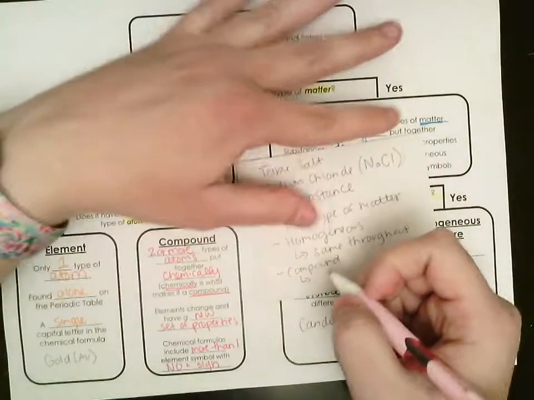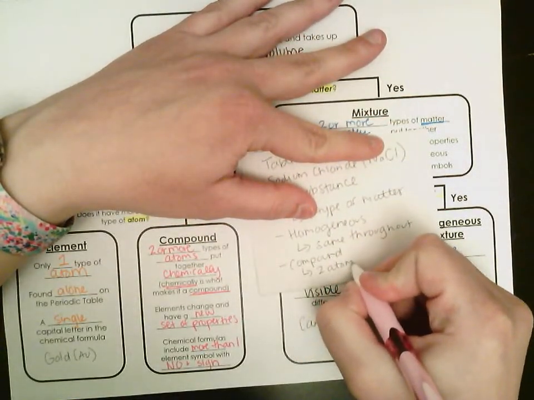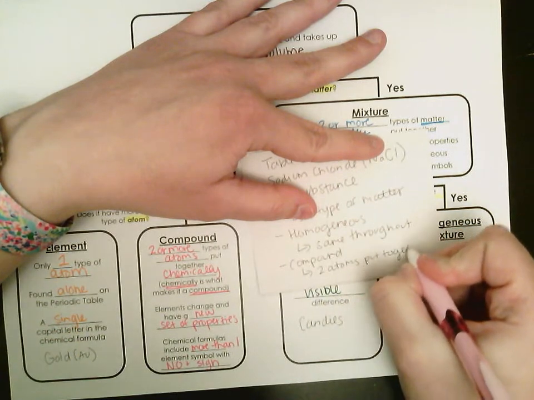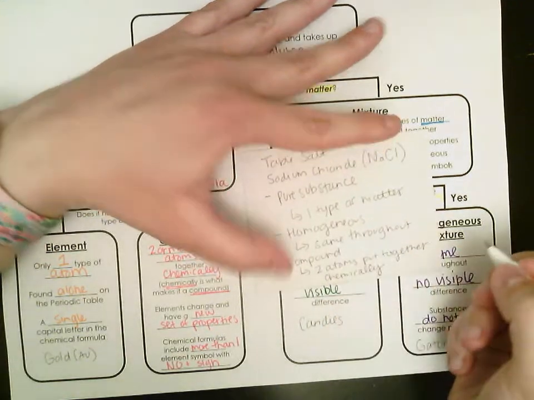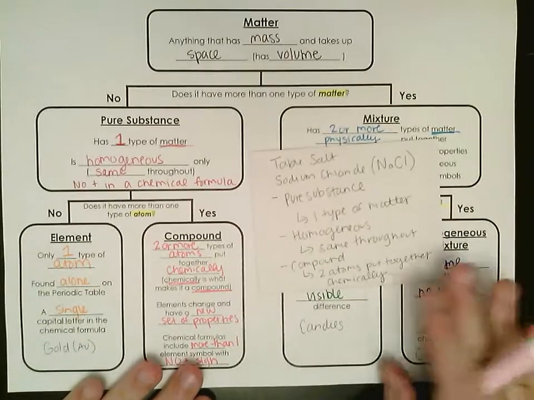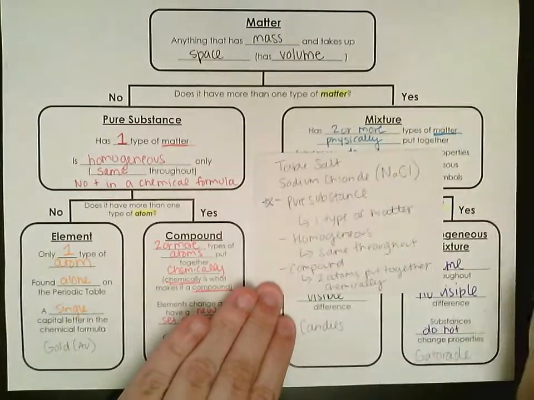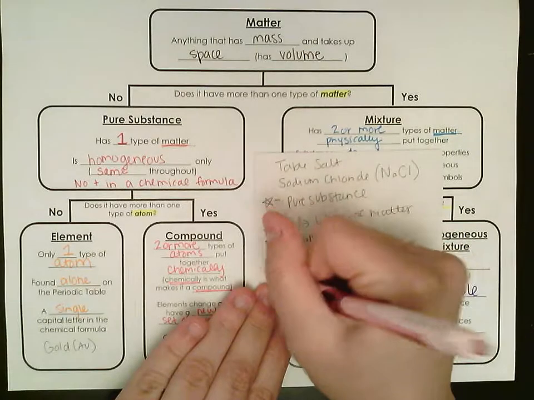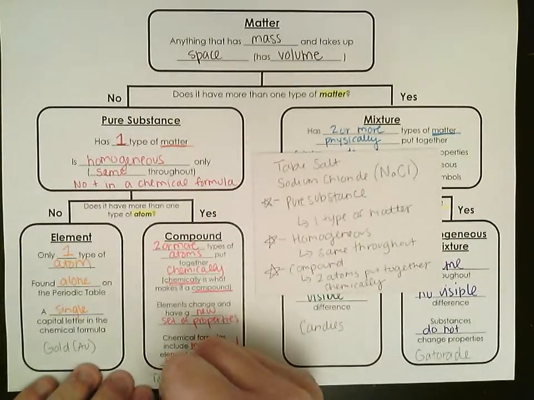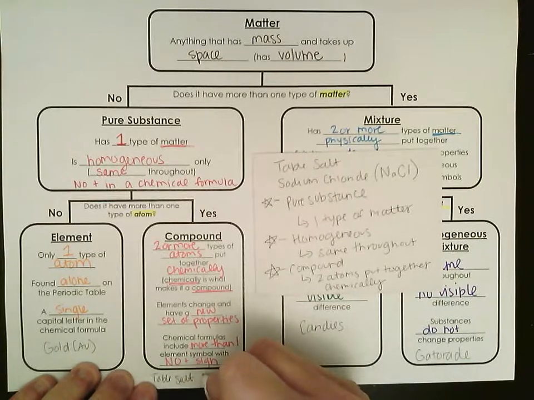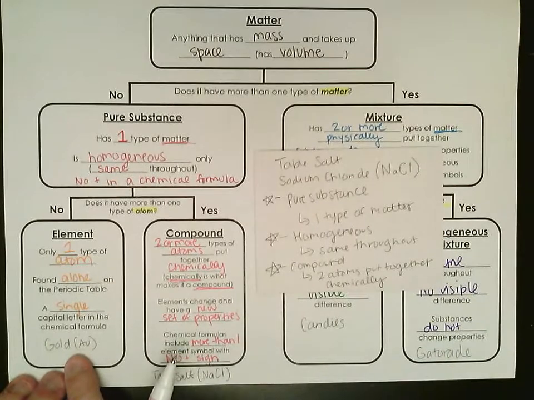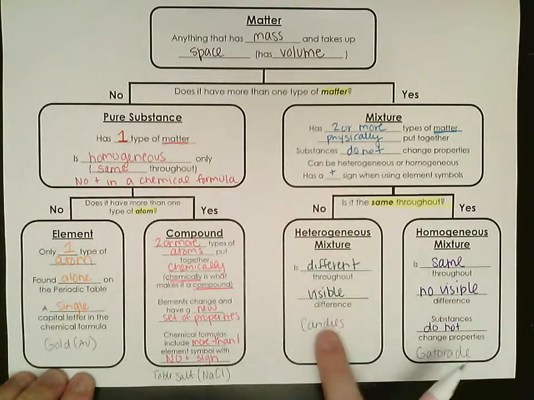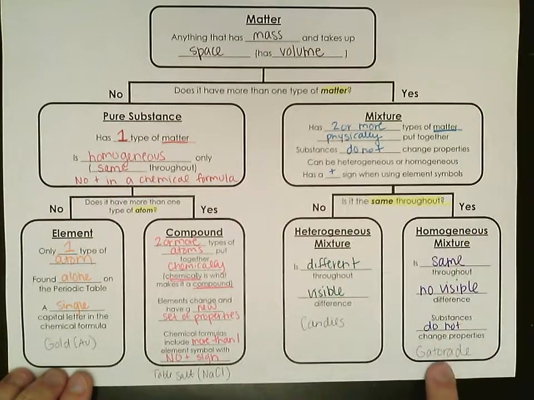And we have two atoms put together, and remember this part's important, chemically. So if I were to be classifying table salt, I would say that it's a pure substance, a homogeneous, and it's a compound. So write my example down there. So now we've looked at an example of an element in our gold, a compound in our table salt, a heterogeneous mixture in our candies, and a homogeneous mixture with our Gatorades.